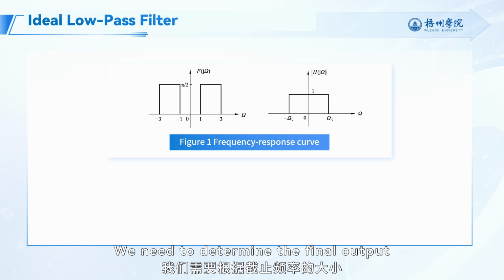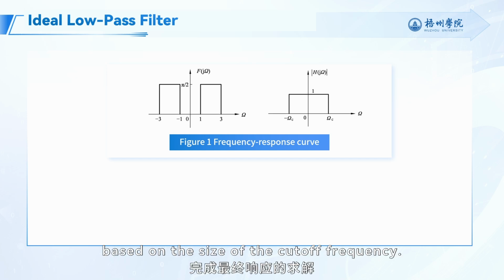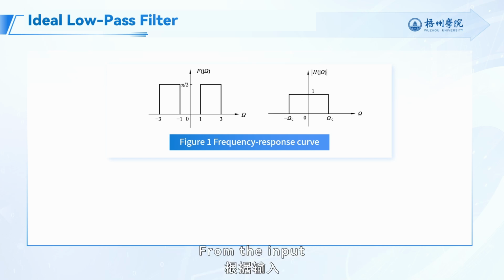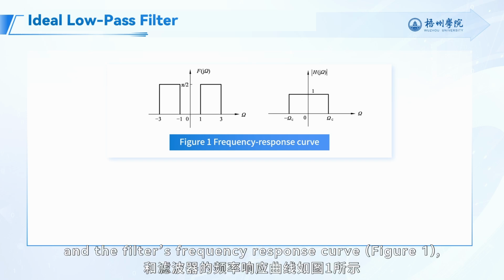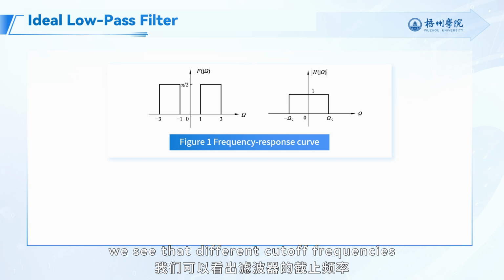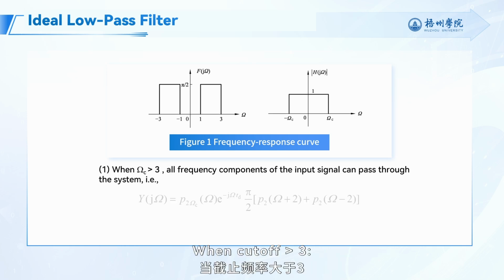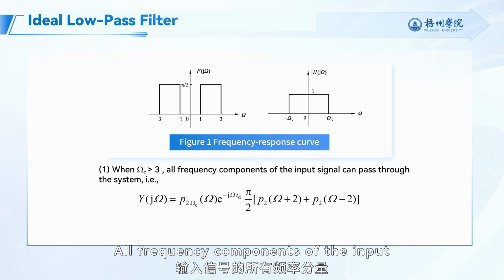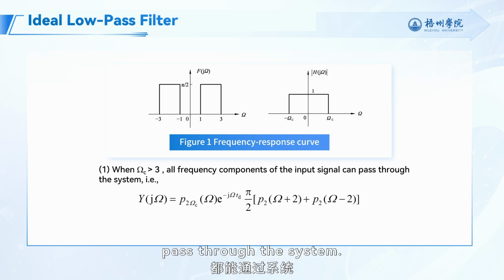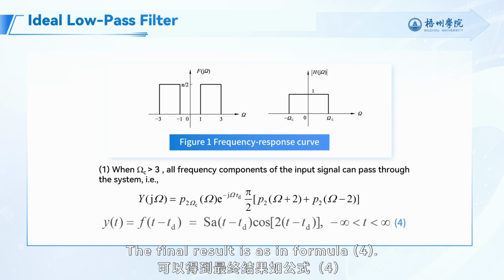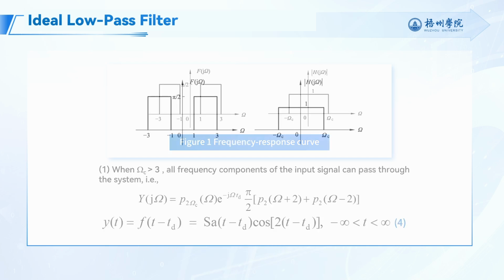We need to determine the final output based on the size of the cutoff frequency. From the input and the filter's frequency response curve, figure 1, we see that different cutoff frequencies yield different results. When cutoff is greater than 3, all frequency components of the input pass through the system. The final result is as in formula 4.